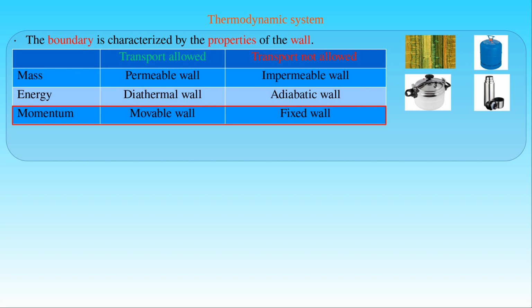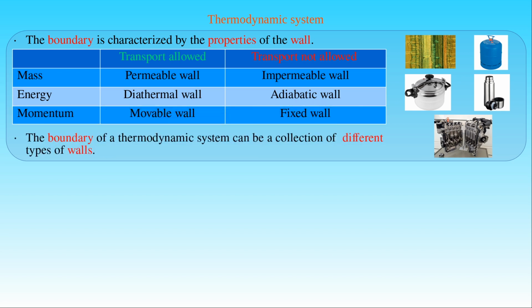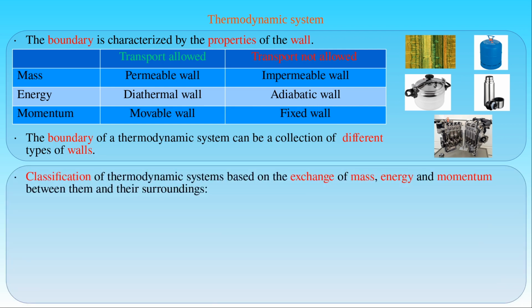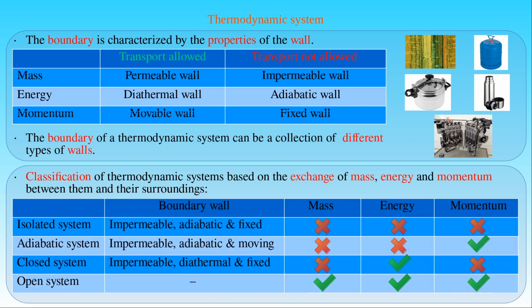We can find both movable and fixed walls in an engine. If we consider the fuel combusted in each cylinder of the engine as a system, then the piston moving in the cylinder is the movable wall of the system and the cylinder represents its fixed wall. As illustrated by the pair of a cylinder and a piston, the boundary of a thermodynamic system can be a collection of different types of walls. If we classify thermodynamic systems based on the types of walls surrounding them, we can talk about 4 different types of systems, which are shown in this table.